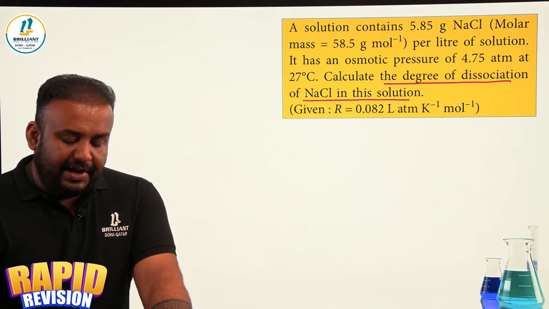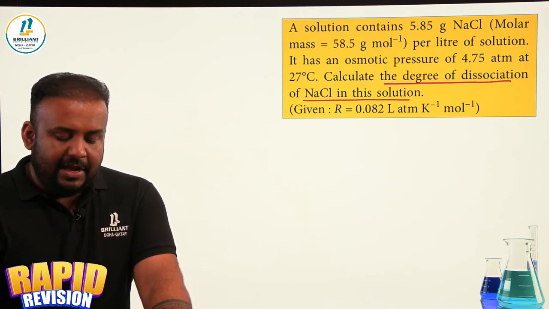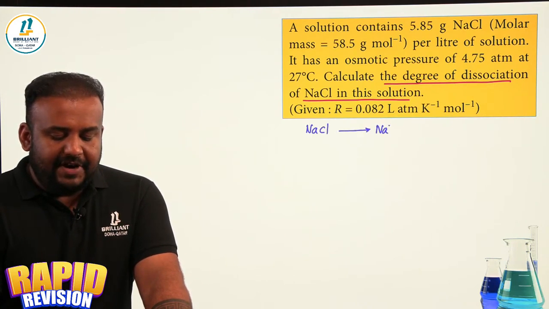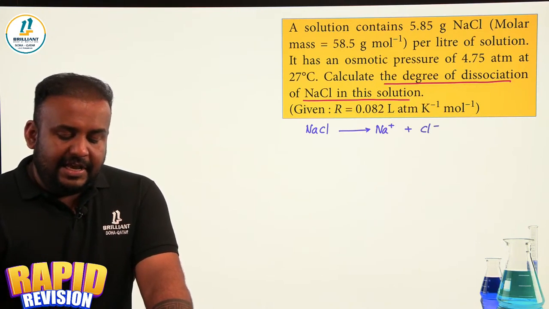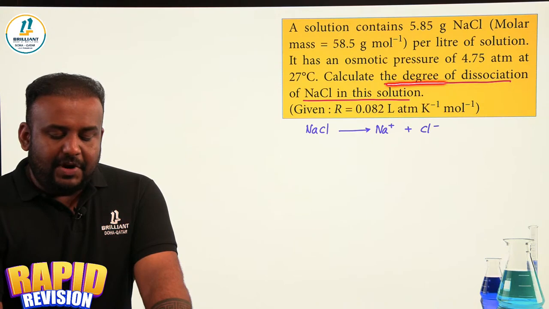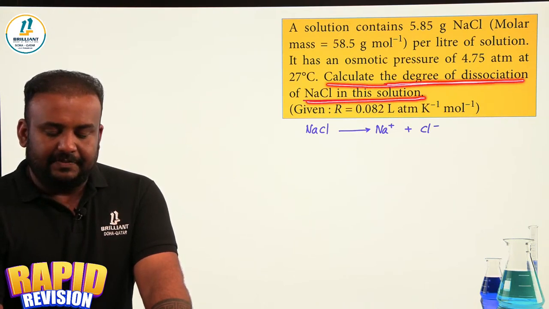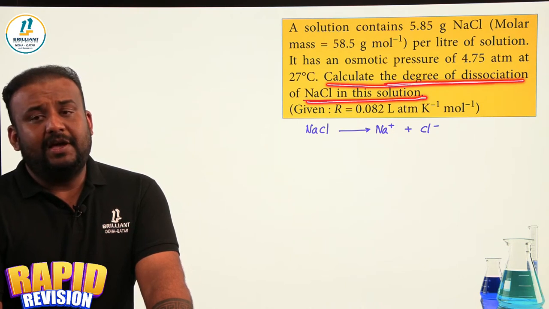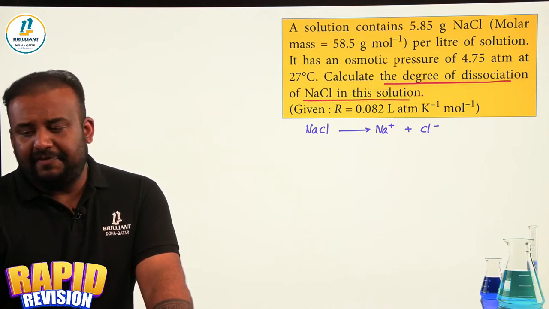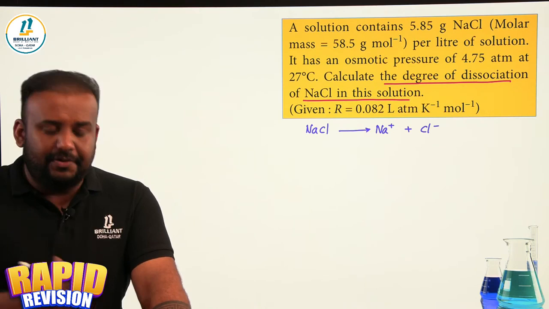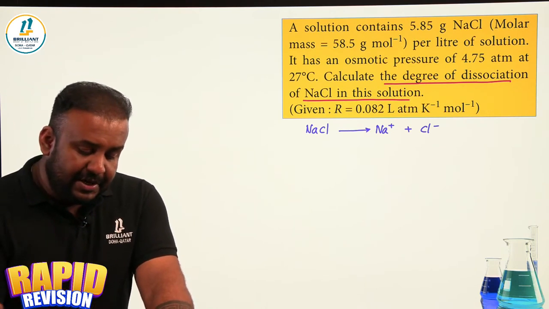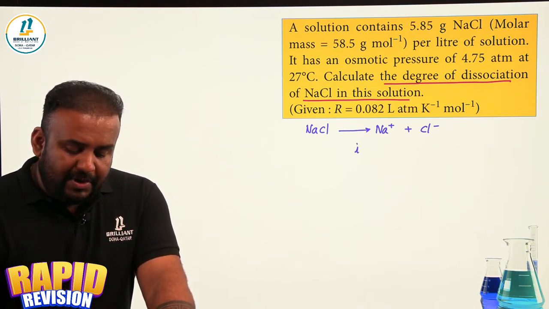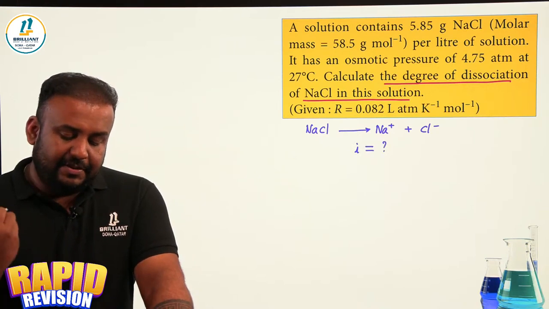A solution contains 5.85 gram of NaCl. You know that NaCl is an electrolyte. So it is definitely going to dissociate as Na+ and Cl-. And here the Van't Hoff factor you can't directly take because they are saying calculate the degree of dissociation. So it is not a 100% dissociation. If it was 100% dissociation, they wouldn't ask you to find the degree of dissociation. So here I don't know how much is the Van't Hoff factor.